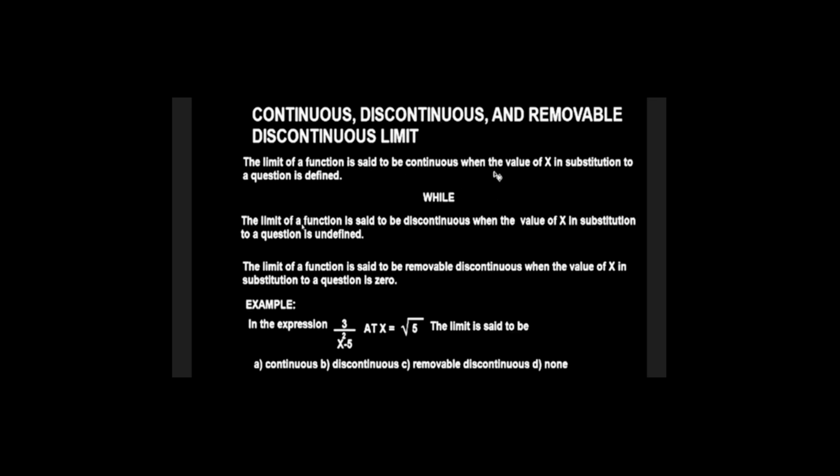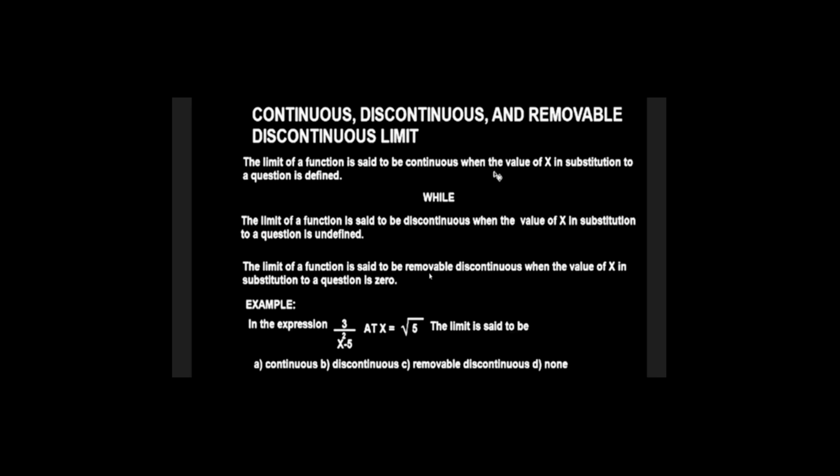If you note what I have written here, it says the limit of a function is said to be continuous when the value of x in substitution to a question is defined. Alright, I'm going to explain more when we come to application, or when we practice this example I have here. While the limit of a function is said to be discontinuous when the value of x in substitution to a question is undefined. Okay, the limit of a function is said to be removable discontinuous when the value of x in substitution to a question is 0.